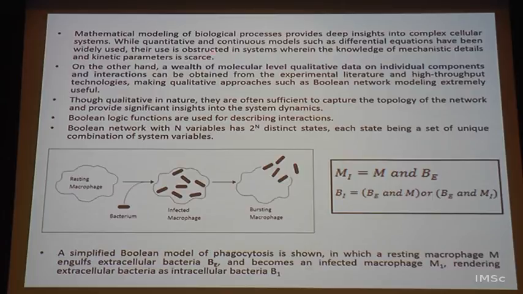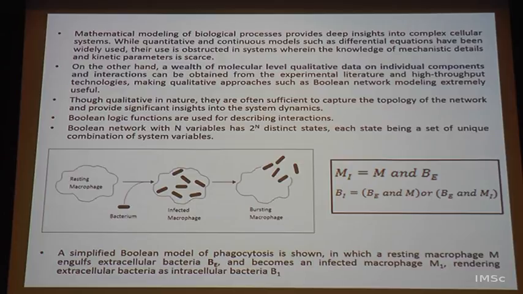We'll leave that. So a wealth of molecular level qualitative data on individual components and interactions can be obtained from experimental literature. That's already there for many systems, and from high throughput technologies. Right? You can actually get, like I said, microarrays or RNA-seq, which is a part of next-gen sequencing technology. You can measure which gene is expressed to how much in a given condition, and you can do that for all genes in a given system.